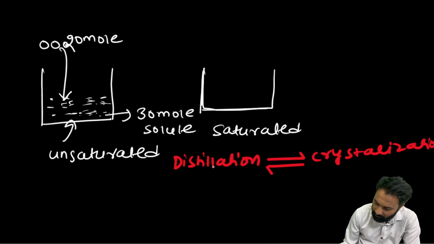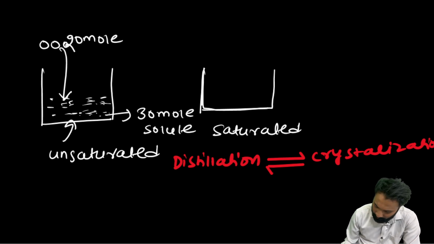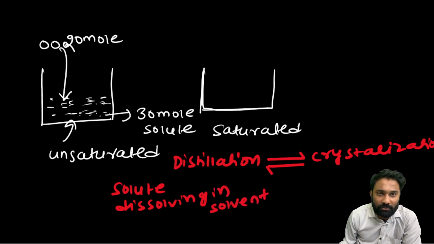So what is the meaning of distillation and what is the meaning of crystallization? Distillation means solute is dissolving in solvent. Solute dissolving in solvent is known as distillation. What is the meaning of crystallization?